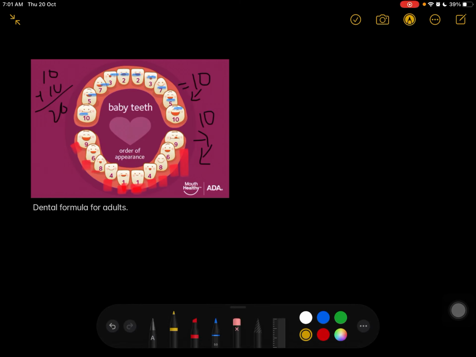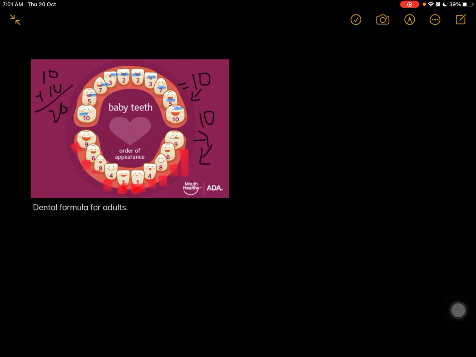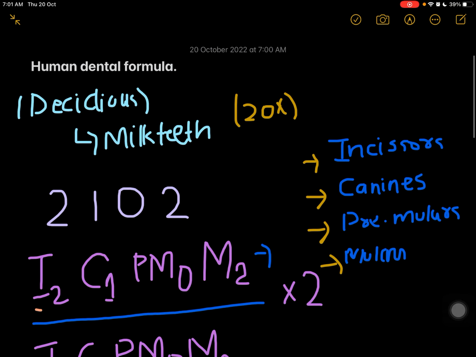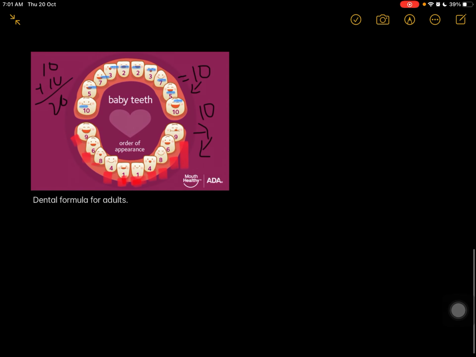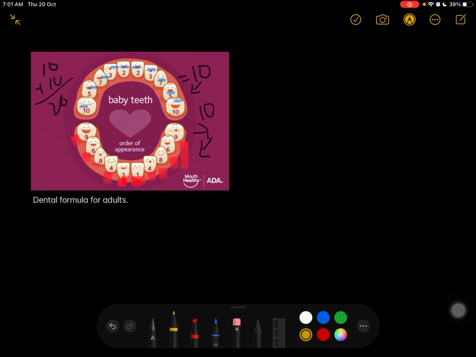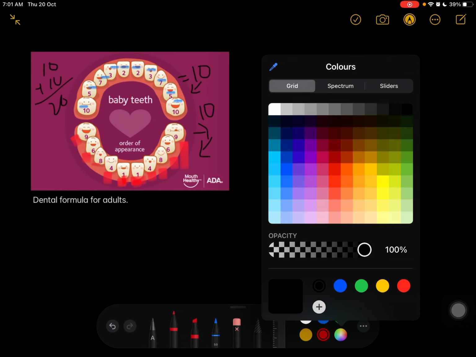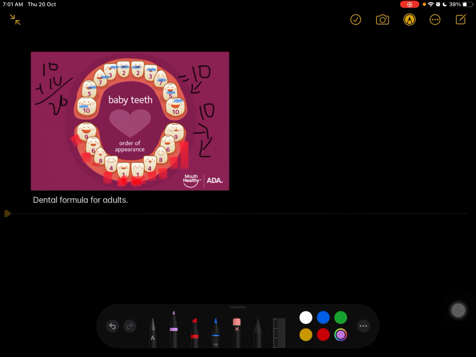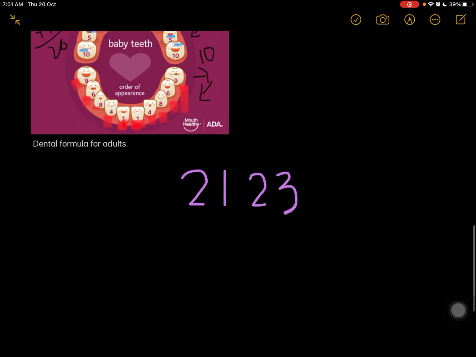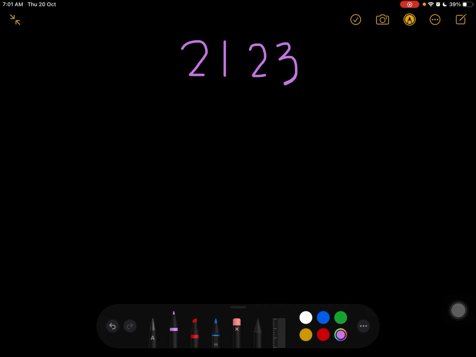So now we will talk about the dental formula for adults. In my previous video I talked about the dental formula for the infants, and I hope that this is clear to you. So now we'll talk about the dental formula for adults. The formula over here is 2 1 2 3 over 2 1 2 3 multiplied by 2.